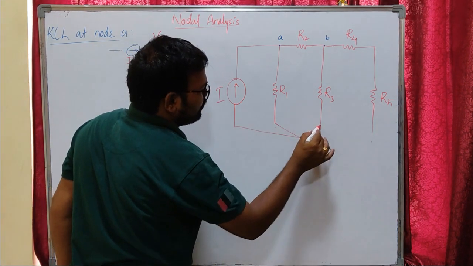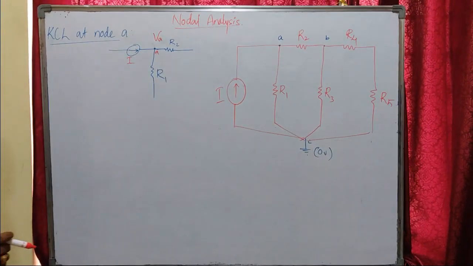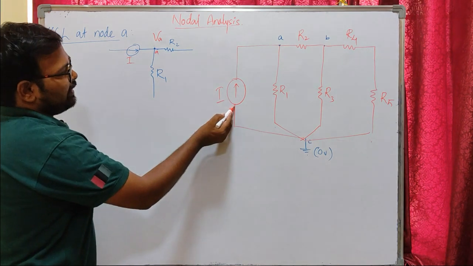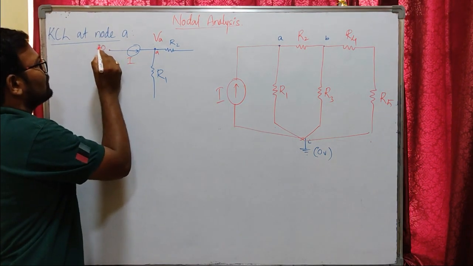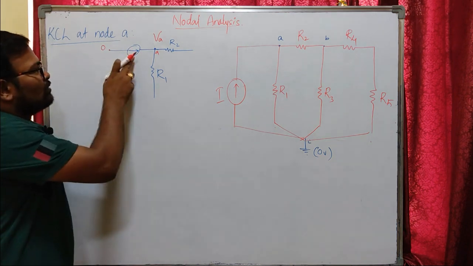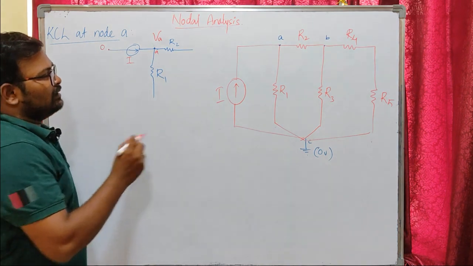Okay, because there is no element between them, all these 4 elements are connected to one point. So our second terminal of the current source is connected to ground potential, so I am going to treat it as 0. The potential at the current source's second terminal is 0. Similarly, the potential at resistor R1's second terminal is also 0.